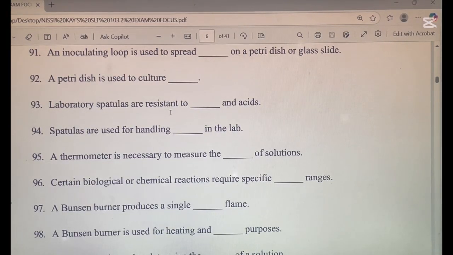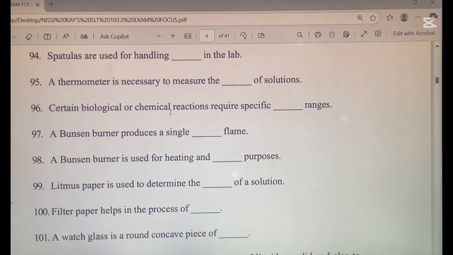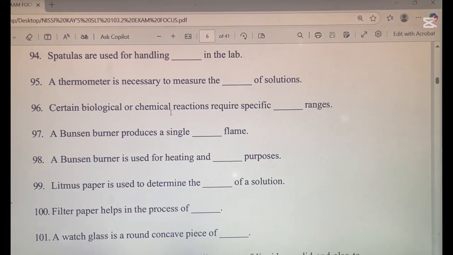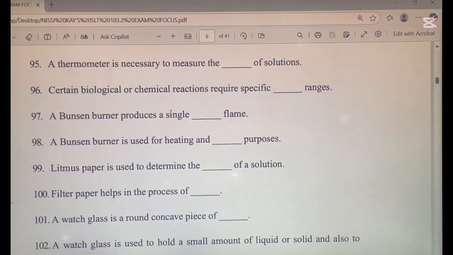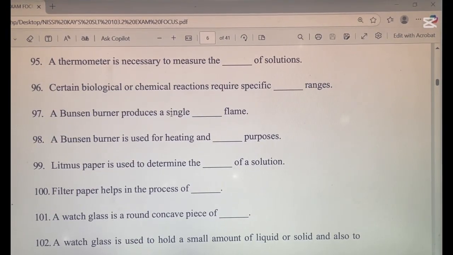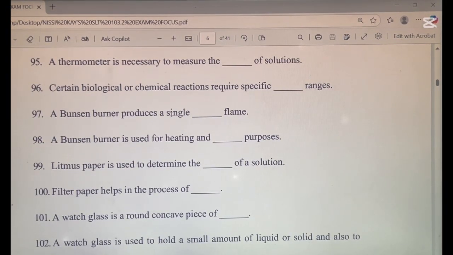The next one, spatulas are used for handling substances and chemicals in the laboratory. Now, a thermometer is necessary to measure temperature of solutions. Temperature is the answer. Certain biological or chemical reactions require specific temperature ranges.